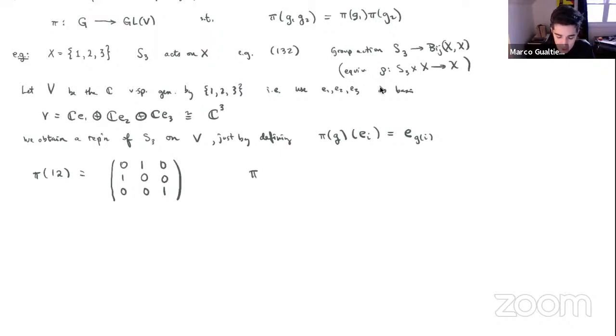Or if I want to do, let's say, (1 3 2), that permutation now will become a matrix. All the permutations will become matrices, 3 by 3 matrices.